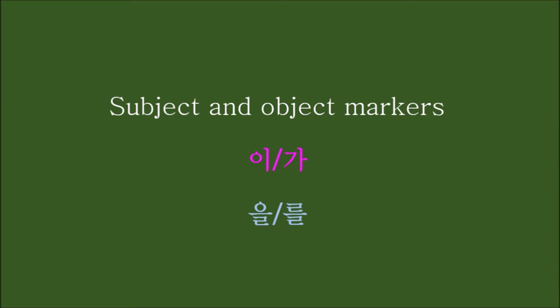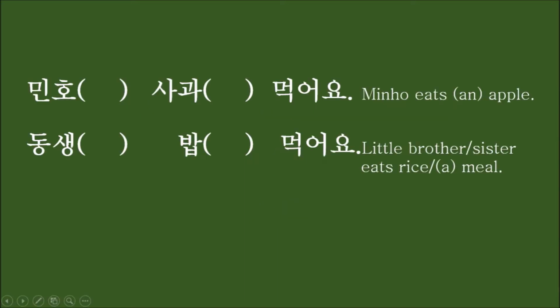We are going to learn the subject and object markers 이, 가, and 을, 를. Let's look at two sentences without the subject and object markers. First sentence is Minho 사과 먹어요. So it's supposed to mean Minho eats an apple. And the next one is 동생 밥 먹어요.